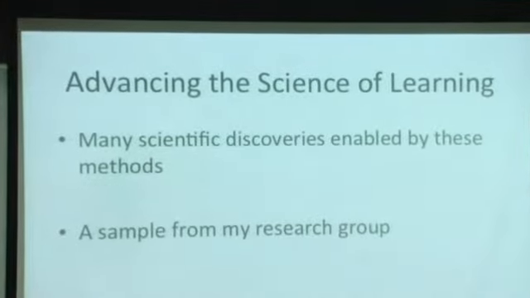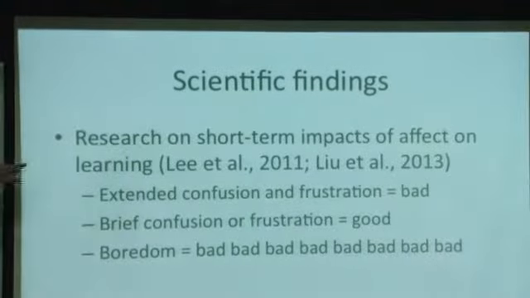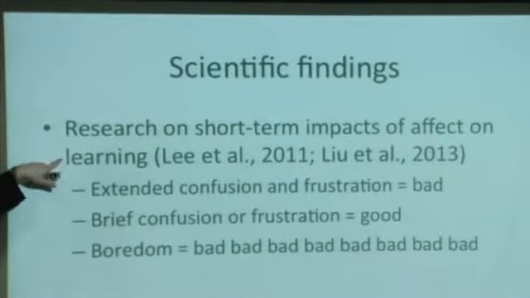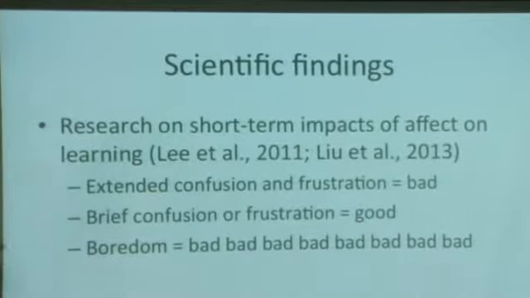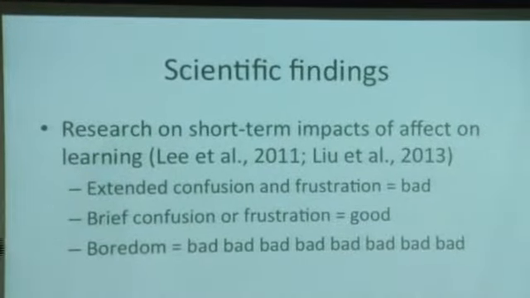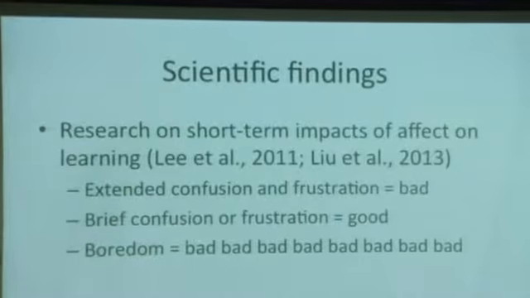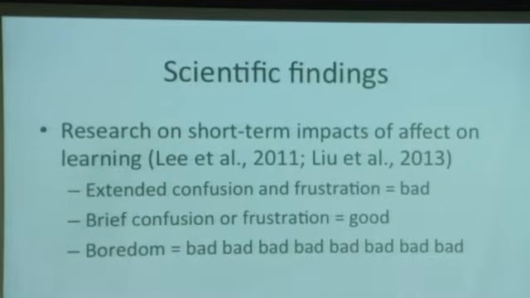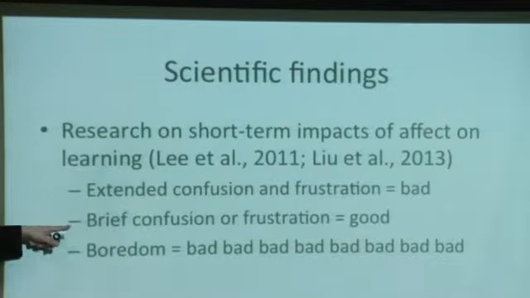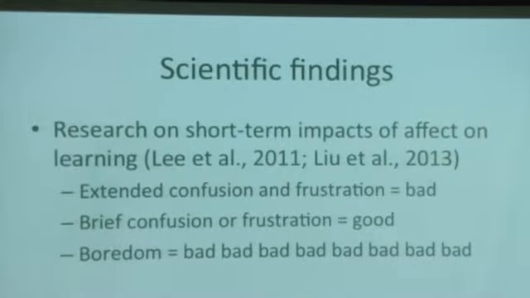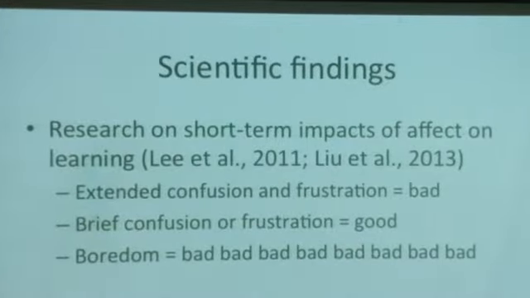One quick sample from my research group, just a few things we've done. We've looked at the short-term impacts of affect in learning. I presented results on the longer-term impacts, end-of-year exams and whether you go to college and whether you go to a good college. But we can also look at it minute by minute. One of the things we found was that for kids, extended confusion and frustration are bad. If a kid gets confused and frustrated and never fixes it, that's a really big problem. But brief confusion or frustration is good. If a kid is confused for 20 or 30 seconds, that is part of what it means they're learning.